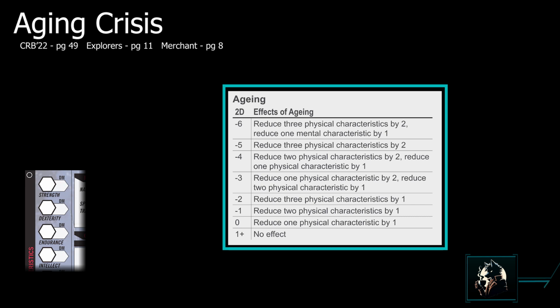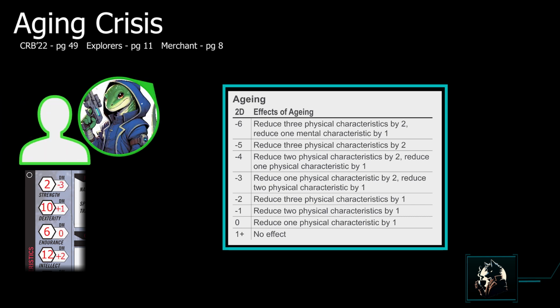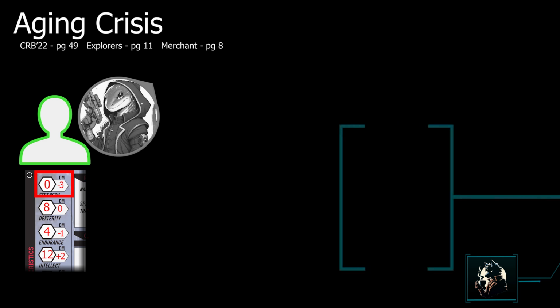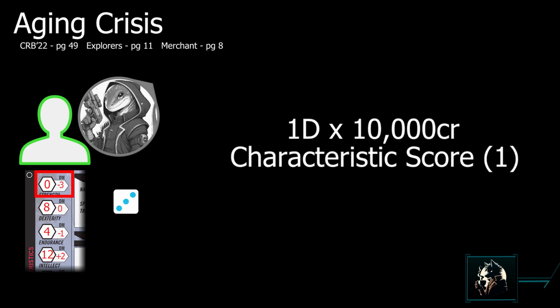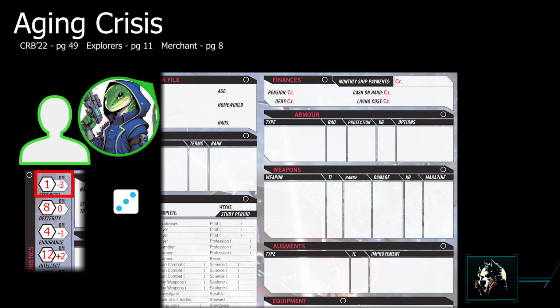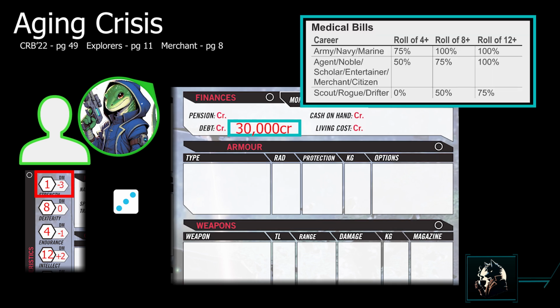Should one of your traveler's core characteristic scores ever be reduced to 0, your traveler will have an aging crisis. At this point, your traveler will die, leading you to start character creation over, unless your traveler pays for medical care. Medical care for aging will cost 1d times 10,000 credits and will only bring the traveler back up to a score of 1. If chosen, add the cost of medical care to your traveler's debt section on their character sheet. Would this cost be covered by rolling on the medical bills table? It's never come up in any of my groups, but I would rule that it does.